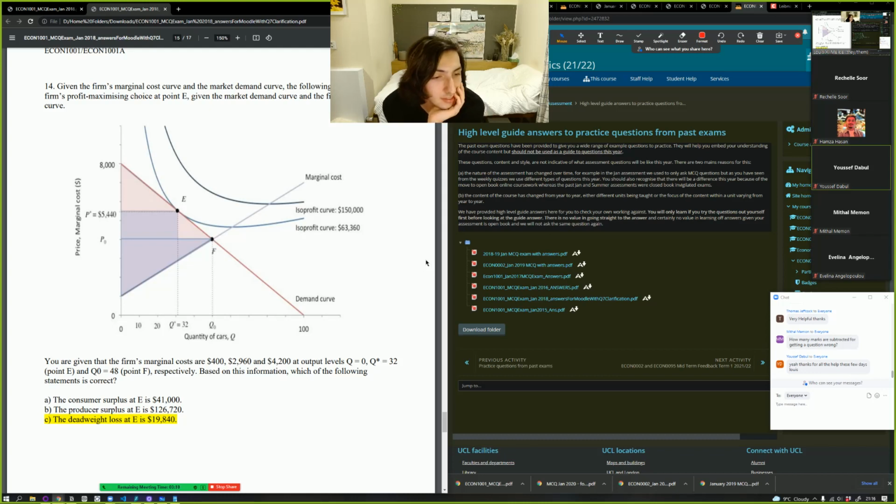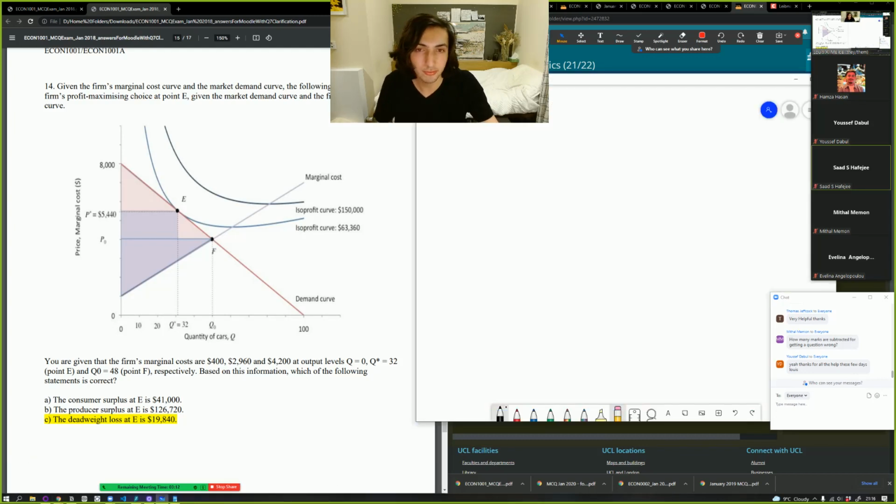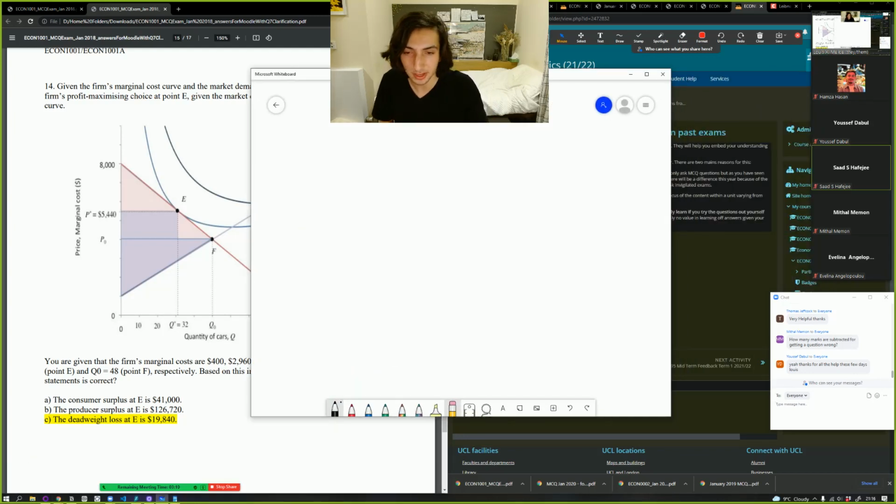Mithal asks, how many marks are subtracted for getting a question wrong? Right, actually, I should probably bring this up now. So, for any given question, you have 3 options, right? So you have option A, option B, and option C. If you get all 3 correct, you get 3 marks. If you get 2 correct and 1 wrong, you get 1.5 marks.